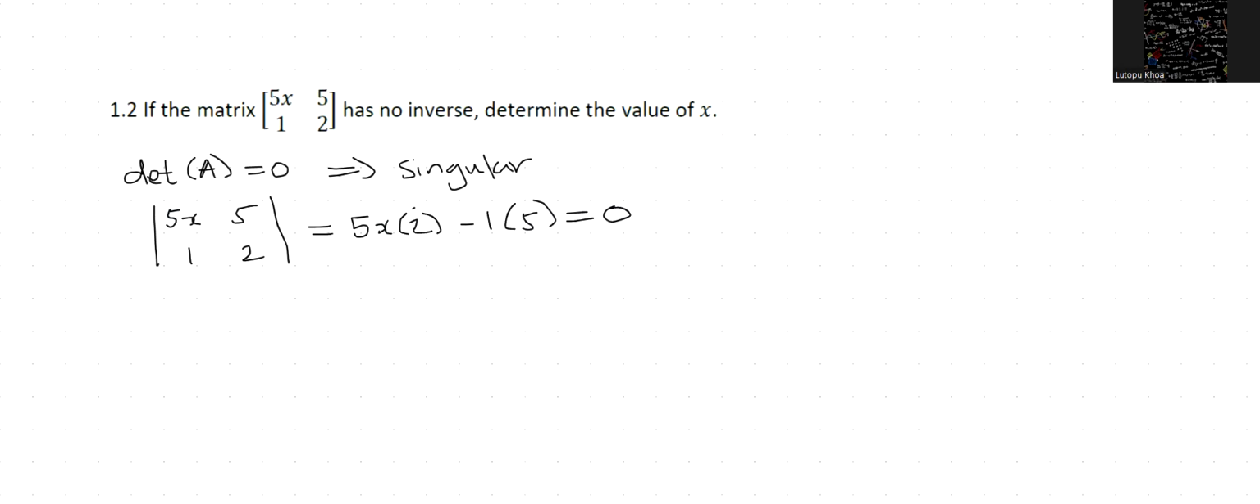So we have 10x minus 5 is equal to 0. 10x is equal to 5. And this means that x is equal to half. So when x is equal to half, this matrix has no inverse.